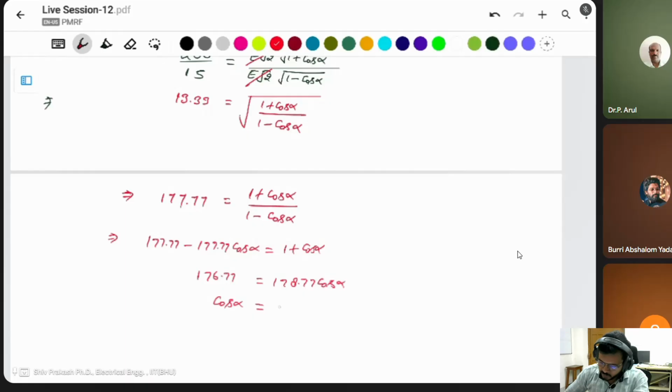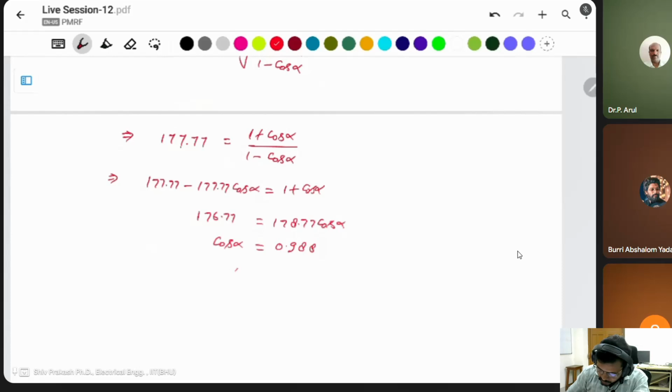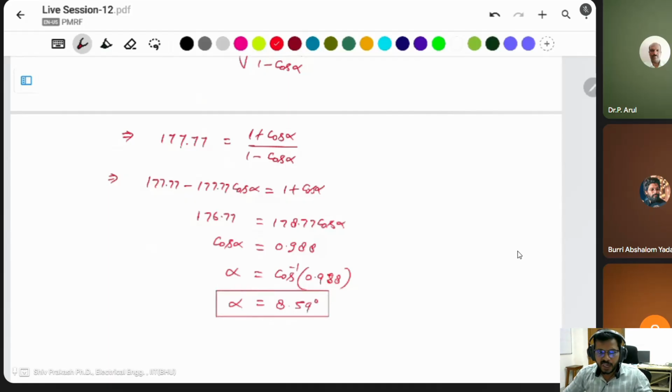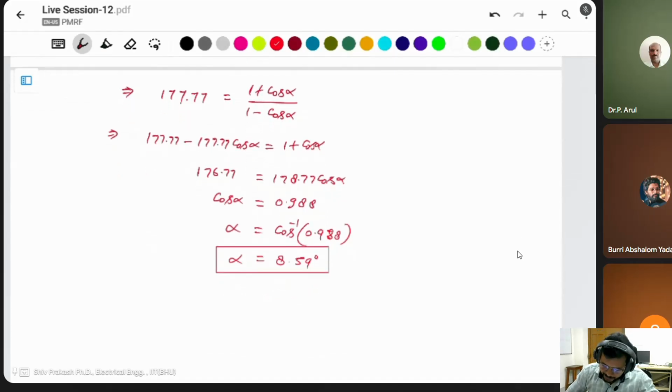0.988. Now we can take the cos inverse of this one. Alpha is equal to cos inverse of 0.988. Alpha is equal to, this will be 8.59 degree. Okay, 8.59 degree. Then what is the value of E magnitude?